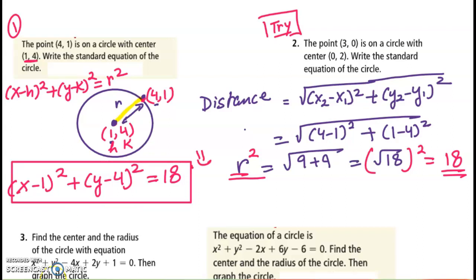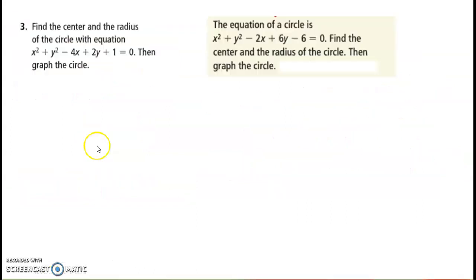I solved this question for you. You try question number 2 on your own. Let's go and solve another type of question. Another type of questions that could be asked are question number 3 and question number 4 right here. In this case, they have given us the equation and they are asking about the center and the radius. To understand these types of questions, we have to go a little back to Algebra 1, when you learned about completing the squares and quadratics.